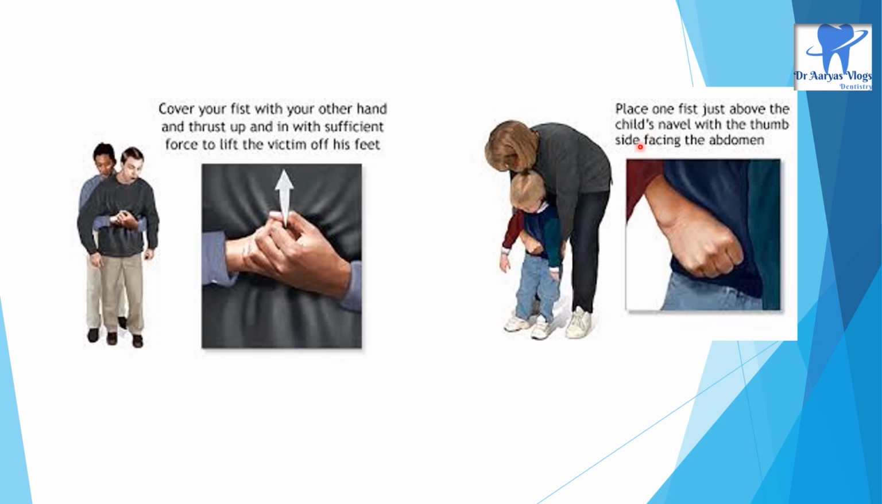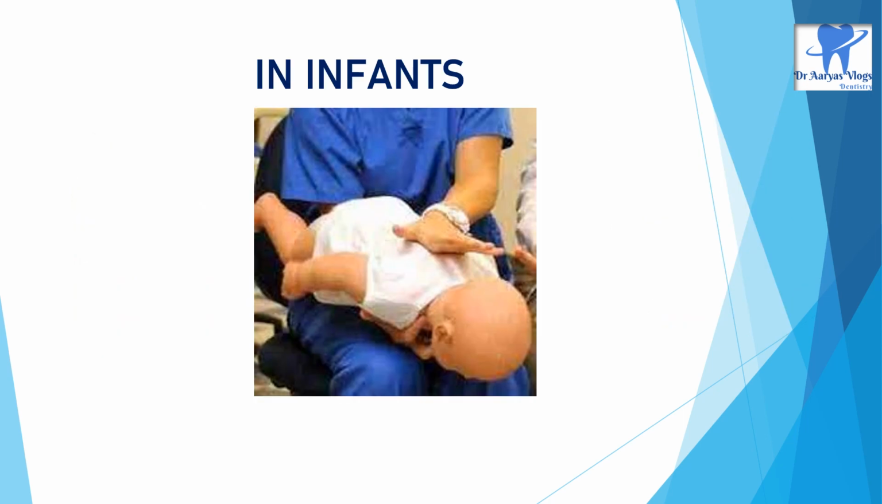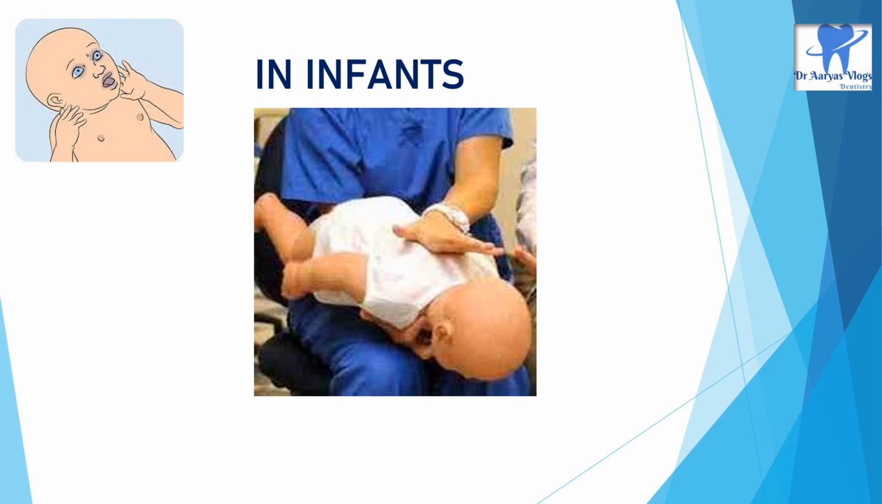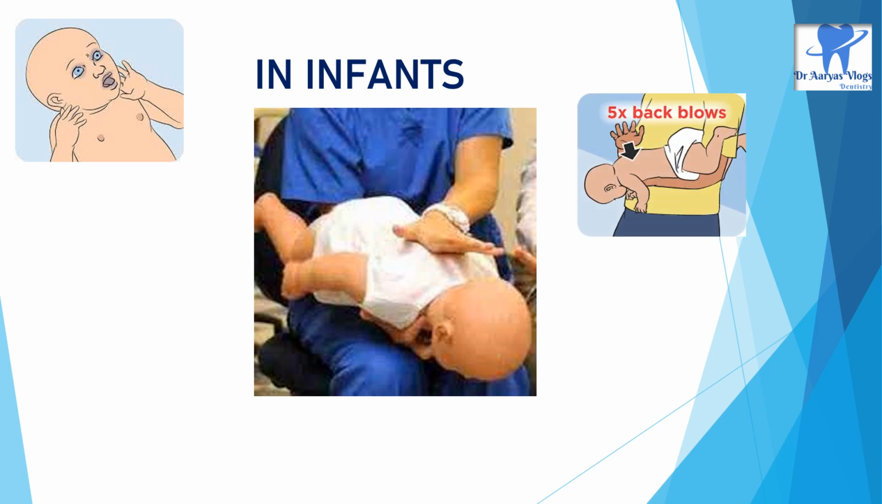For children, place one fist just above the child's navel with the thumb side facing the abdomen. The universal sign of choking in infants is cyanosis, that is bluish discoloration in the eyes, skin and lips. So what will you do if the infant is responsive and severe choking is there?